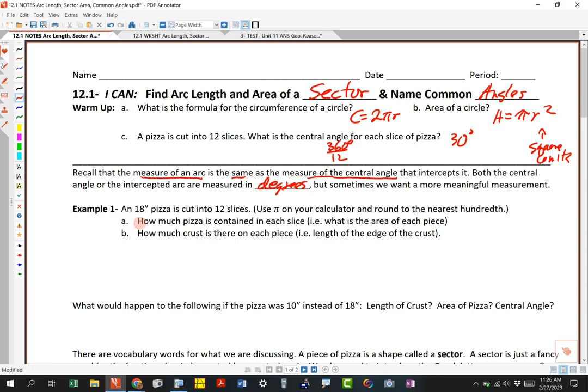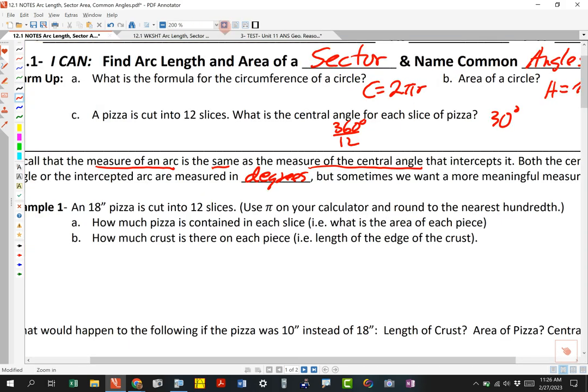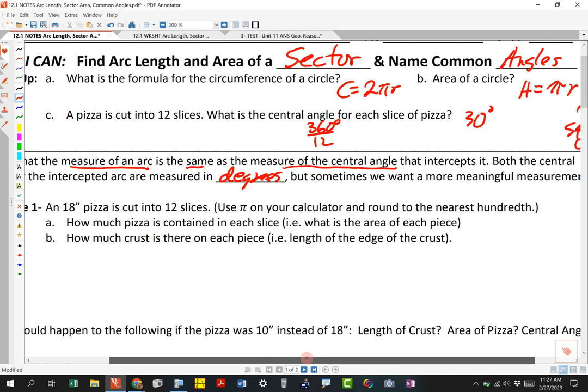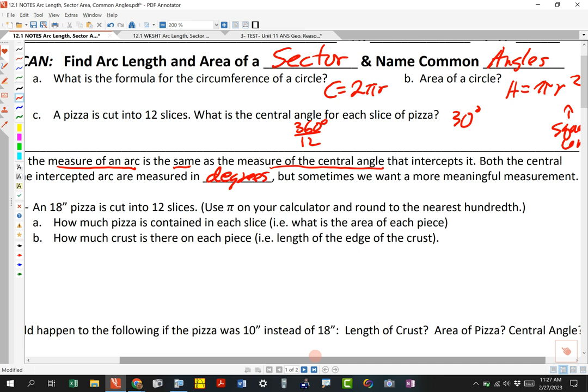So in example 1, this is what we've got. We've got an 18-inch pizza and it's cut into 12 slices. We're going to use pi on our calculator and round to the nearest hundredth for each one of these. It first says how much pizza is contained in each slice, in other words, what's the area of each piece? So we've got to find the area of each piece.